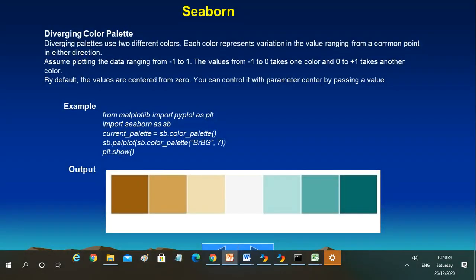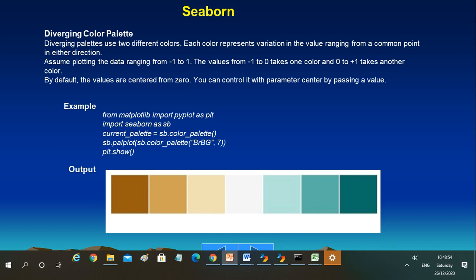Now diverging color palettes. Diverging palettes use 2 different colors. Each color represents variation in the value ranging from a common point in either direction. Assume plotting data ranging from -1 to 1. The values from -1 to 0 take one color, and 0 to +1 take another color. By default, the values are centered at 0. You can control it with the parameter center by passing a value.